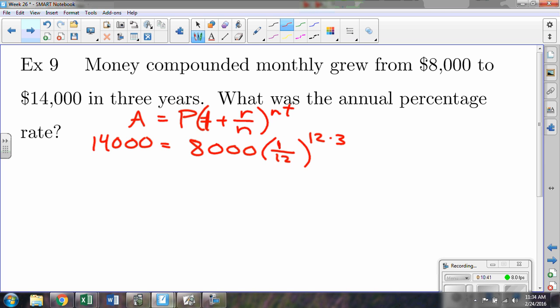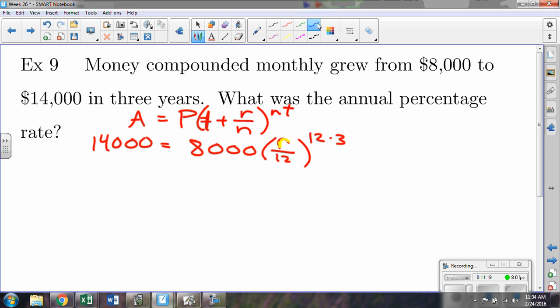Thus, this is a problem where we are not looking for the time, we're looking for the rate. Where is the variable? The variable is a part of the base. It's not in an exponent. Because the variable is not in the exponent, we will not use a logarithm. We don't need a logarithm. Logarithms are used to figure out the variable in an exponent only.